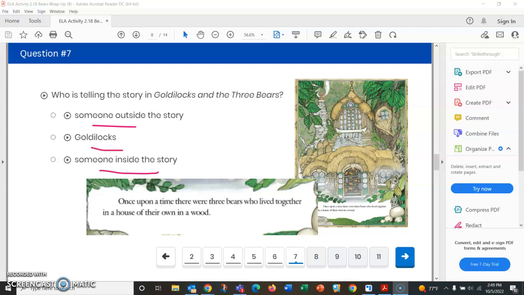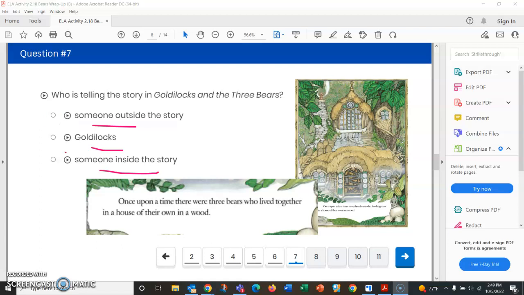It says, once upon a time, there were three bears who lived together in a house of their own in a wood. So what do you think? Does that sound like somebody in the story who's telling about what they're seeing? I walked along and I saw a house with bears. It doesn't quite sound like that, so I don't think that that's right. Okay. Or excuse me, I actually made a mistake there. I shouldn't have marked that.